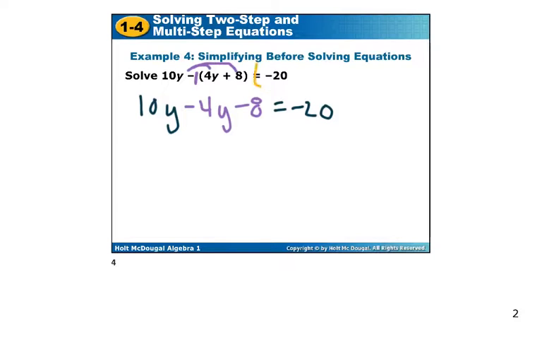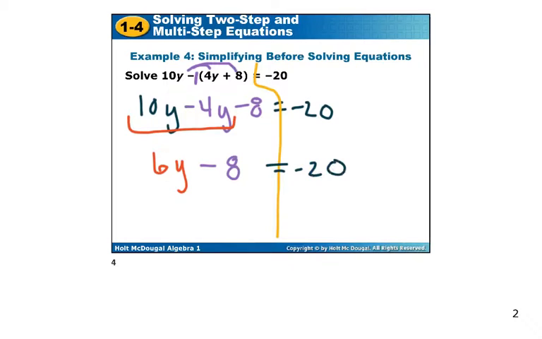Then on the left side of the yellow line, we can combine our 10y and our 4y. You may wonder why we're subtracting, but it's just whatever symbol is there. We are not doing the opposite of it, because we're still on that same side. So 10y minus 4y makes 6y, and we still have subtract 8, and still have negative 20. Then we're going to add 8 to both sides.